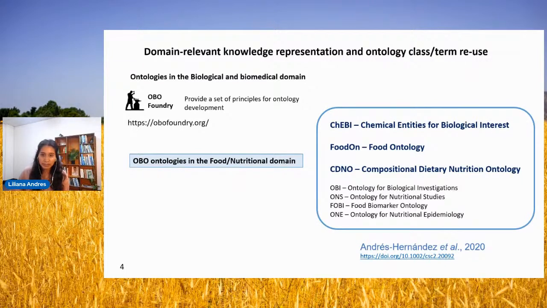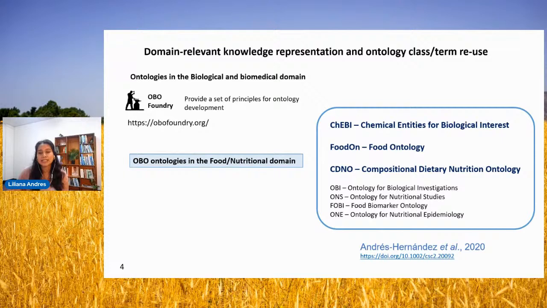When we were searching for ontologies in the nutritional domain, we came across the OBO Foundry. OBO is a community dedicated to build and maintain ontologies related to life sciences. Within the OBO, there are some ontologies that describe nutritional information, but none of them focus specifically on nutritional components. However, we found the Chemical Entities of Biological Interest. This ontology provides comprehensive representation of nutritional chemical components.